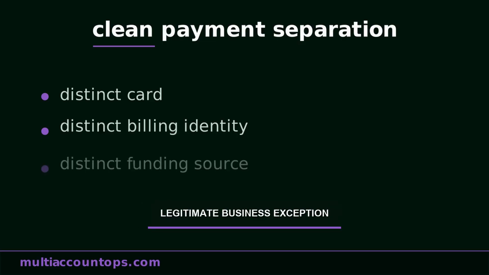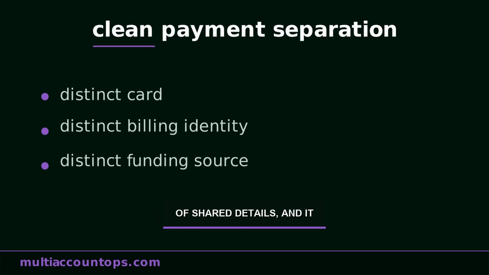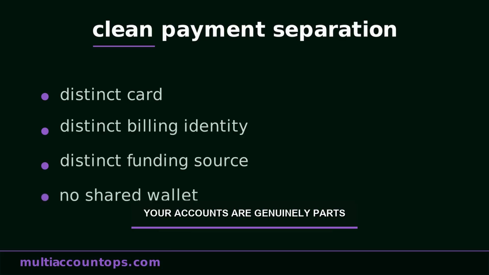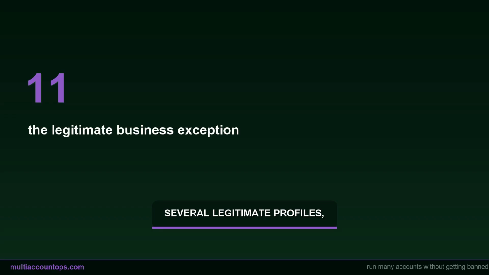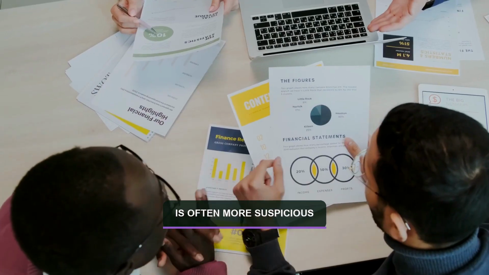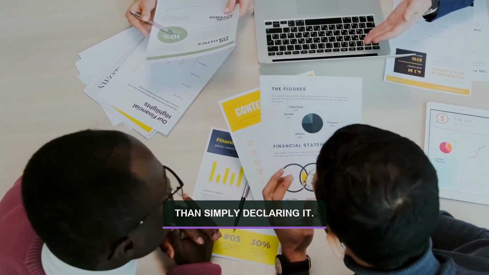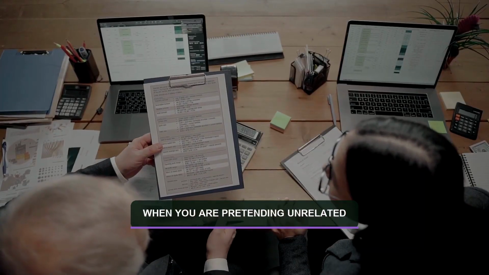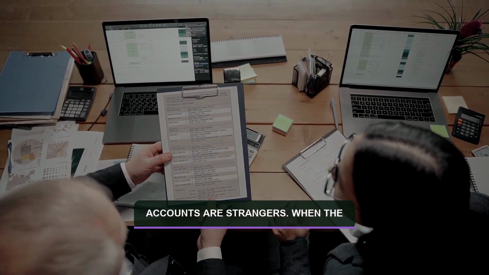The legitimate business exception. There is an honest version of shared details, and it is worth naming clearly. If your accounts are genuinely part of one real declared business, an agency running client accounts, a company with several legitimate profiles, then platforms actually have provisions for that. Declared, linked, above-board relationships are allowed, and trying to hide a legitimate business relationship is often more suspicious than simply declaring it. The graph is a problem when you are pretending unrelated accounts are strangers.